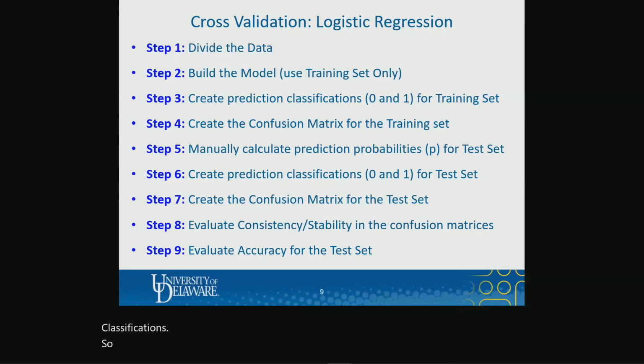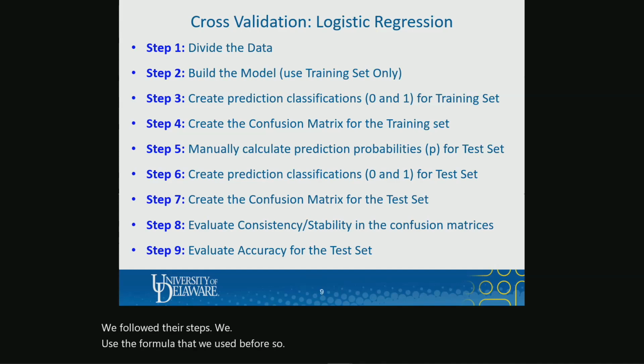After we form the confusion matrix for the training set, then we go to the test set. For the test set, we have to calculate the probabilities manually. We don't have the probabilities anymore. We have to calculate them manually. So how can we calculate the probabilities for the data in the test set? It's a prediction problem. We follow the steps. We use the formula that we used before.